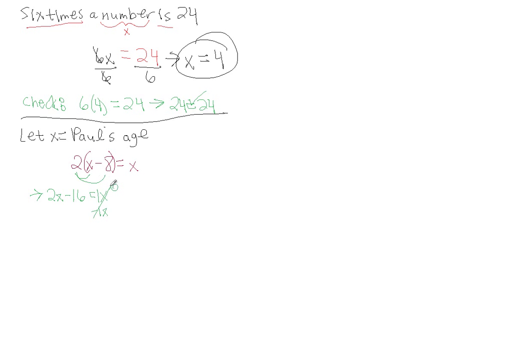And whatever we do on one side, we have to do on the other side. So let's subtract a 1x over here. 2x minus 1x is 1x, or just x, minus 16, and then we have 0 on the other side. Almost done here. Now we just need to get rid of this minus 16.